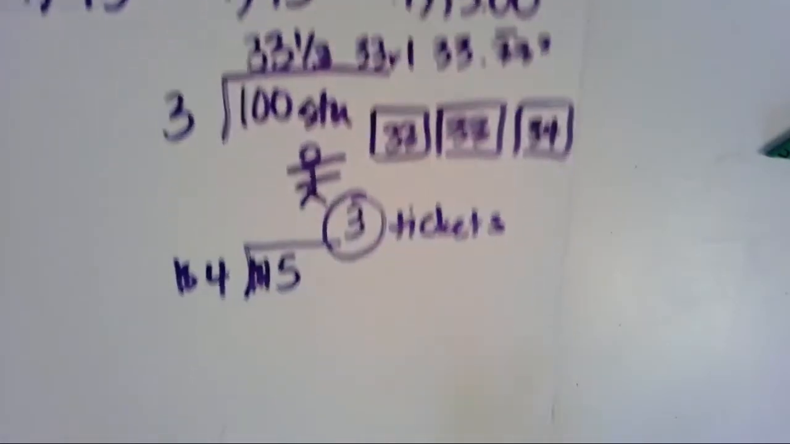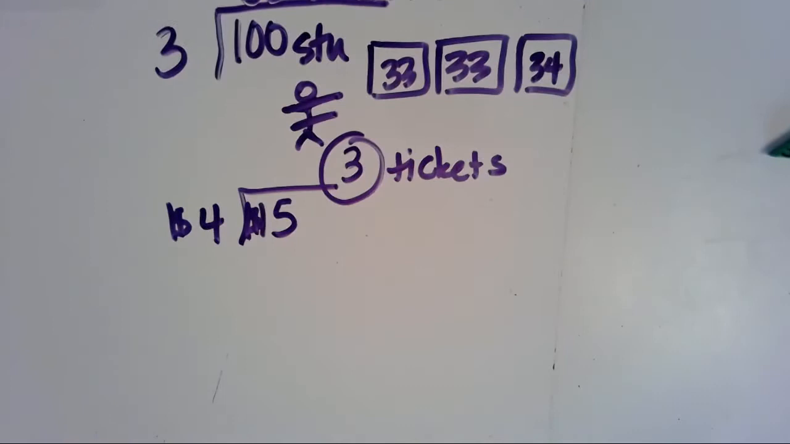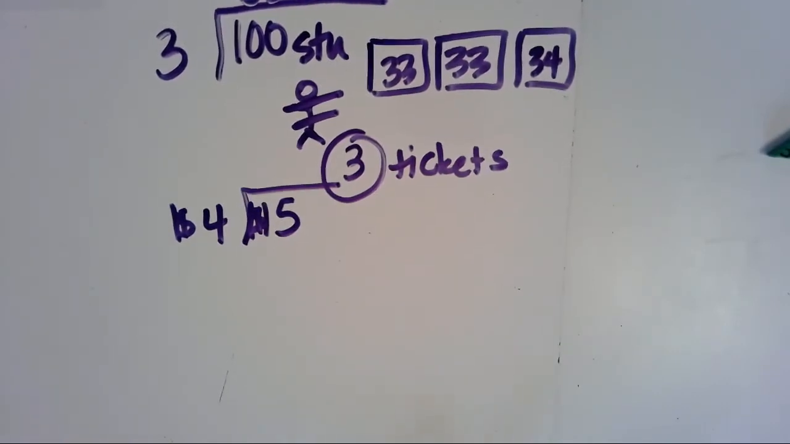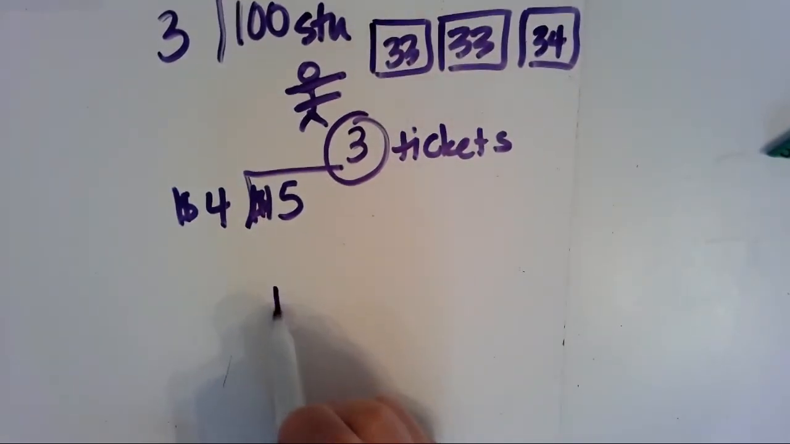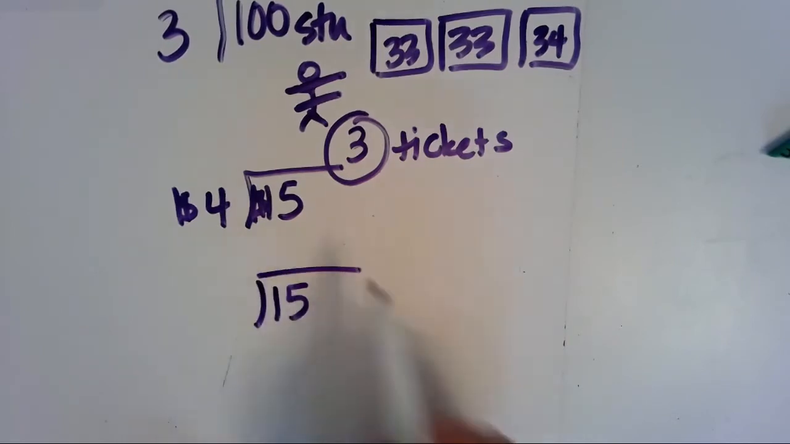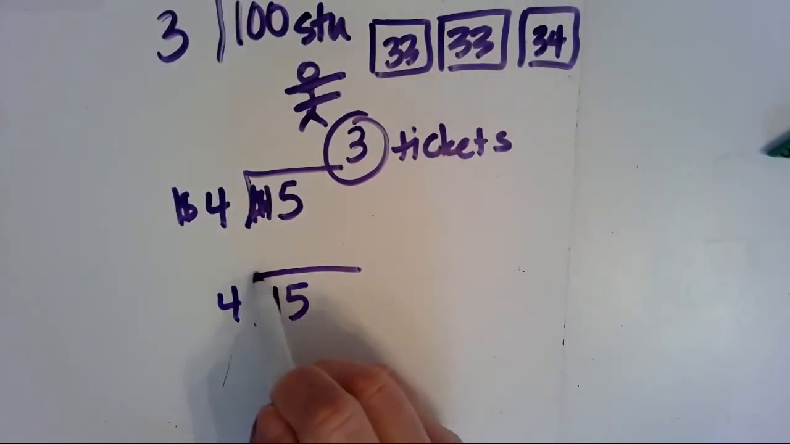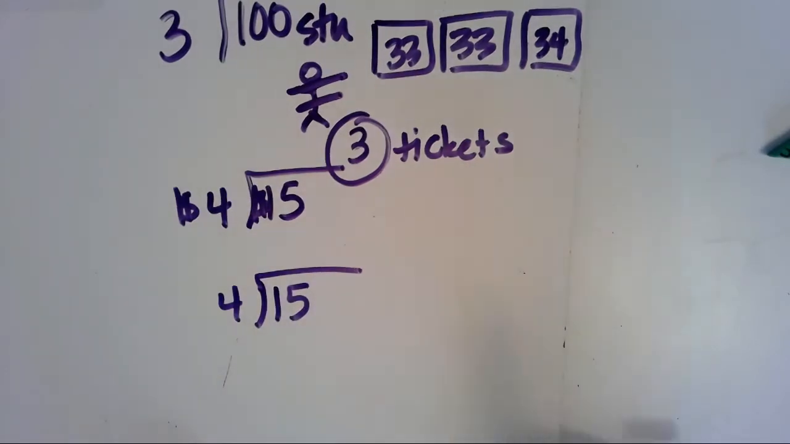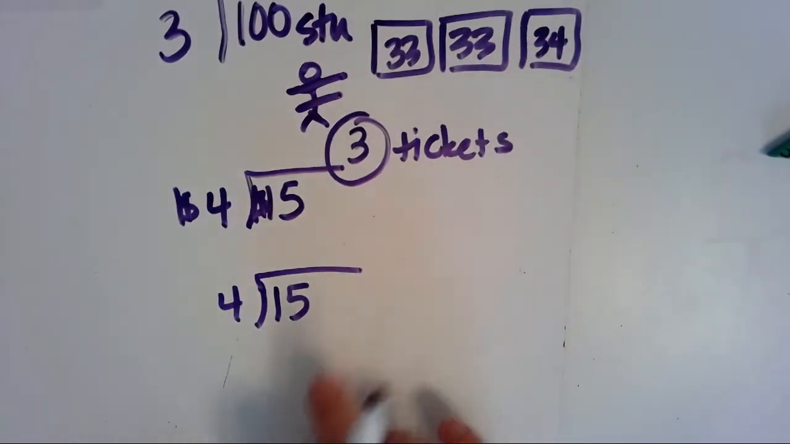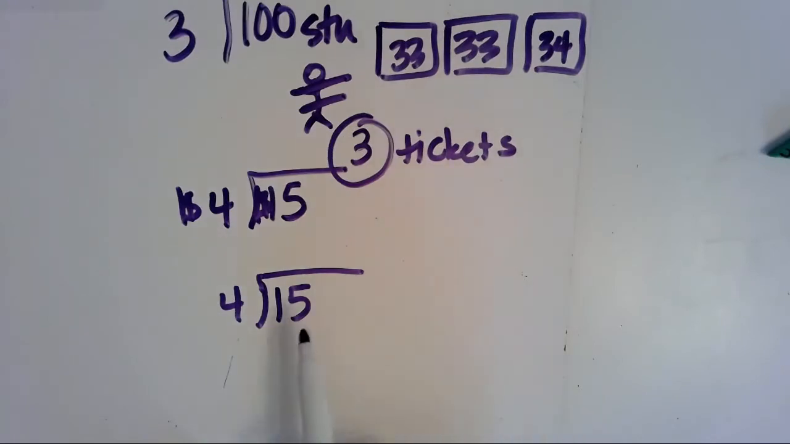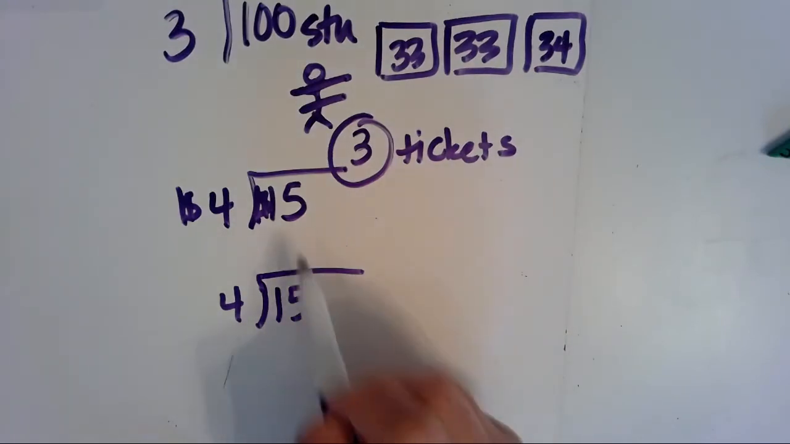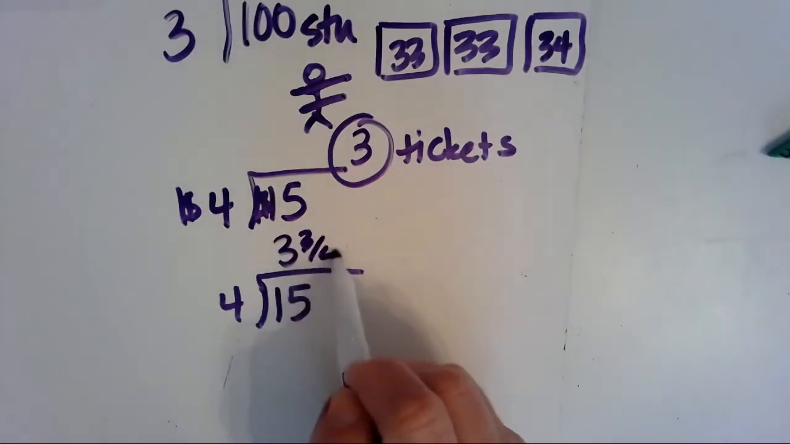Okay, last example problem is, let's talk about cars. So we've got 15 kiddos, and we've got cars that can seat 4 kids in each car. Well, we need to determine how many cars we need if we have 15 kids. Well, here we are with these same numbers again. We know that 15 divided by 4 is 3 3/4.